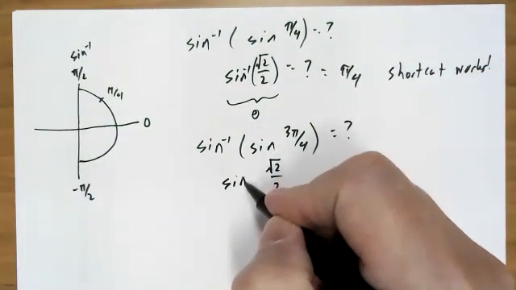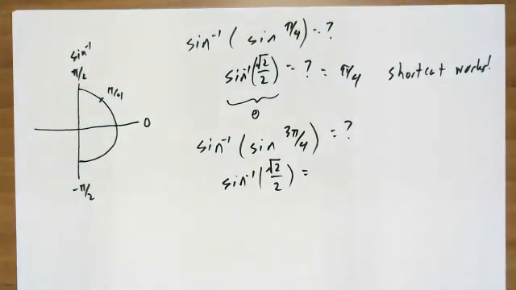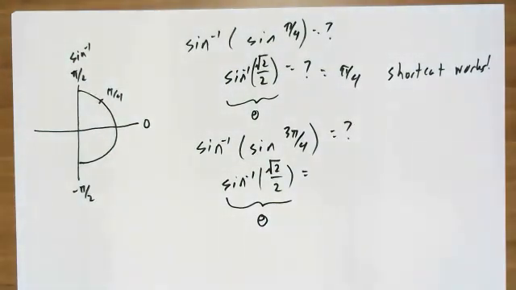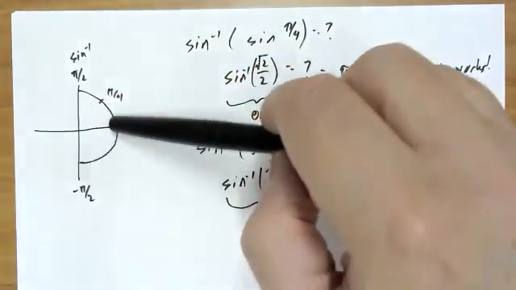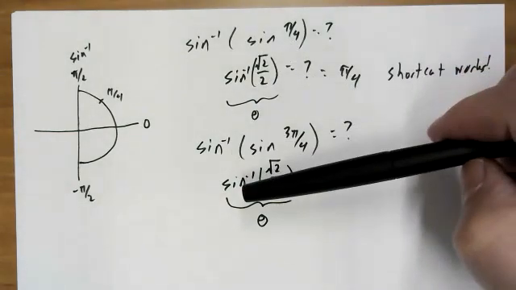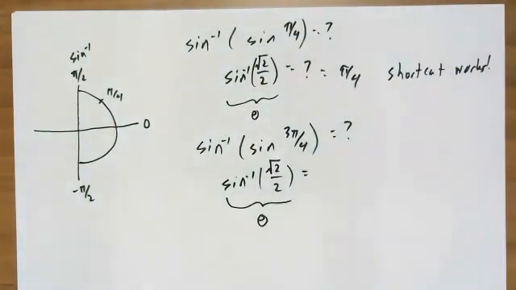So now I have the inverse sine of square root of 2 over 2. So now, once again, inverse sine, just to make it very clear so I don't get confused, this is going to be an angle. So I'm looking for the angle where the sine is square root of 2 over 2. And once again, the angle has to come from this right half of the unit circle. So where's an angle here where the sine is square root of 2 over 2? Actually, pi over 4.